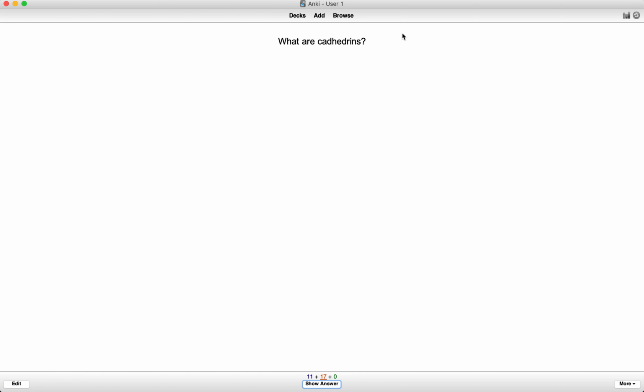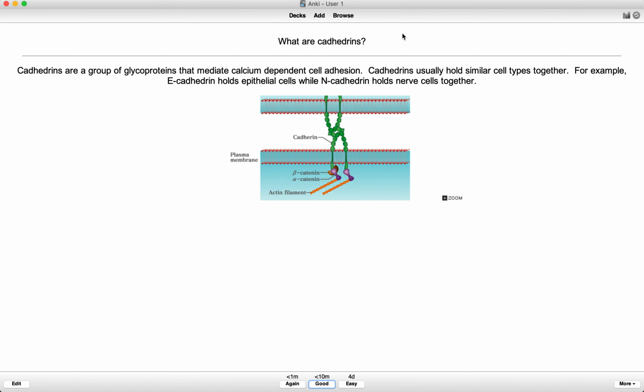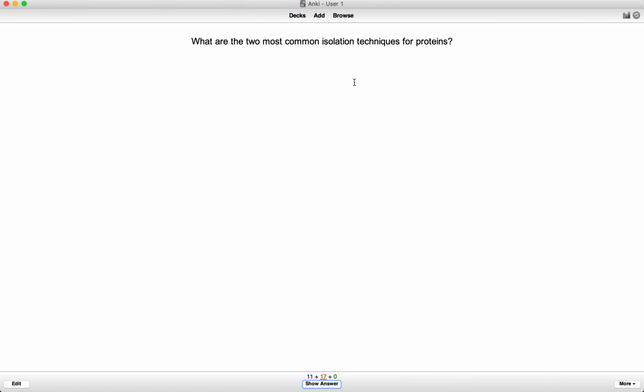Cadherins are integral membrane proteins that allow cells to stick to very similar cells. Groups of glycoproteins that mediate calcium-dependent cell adhesion.